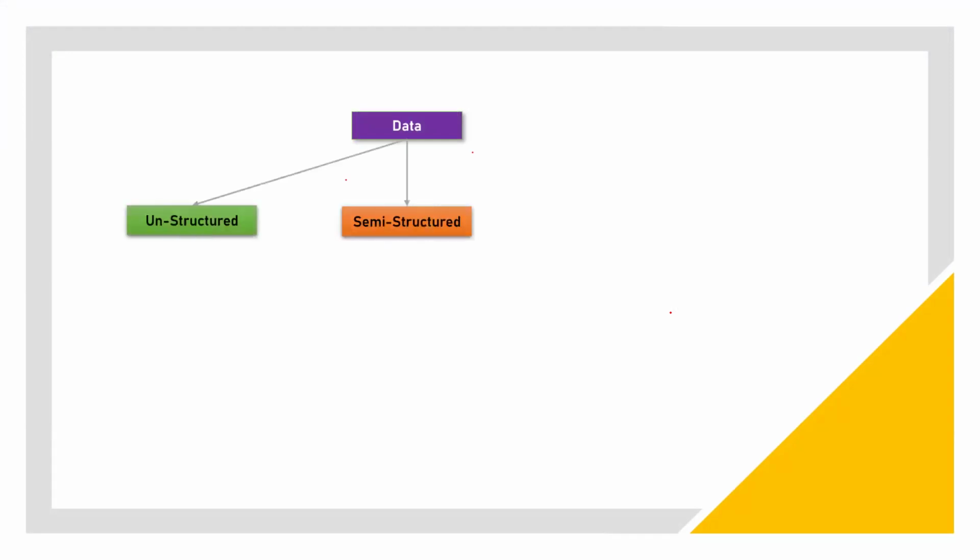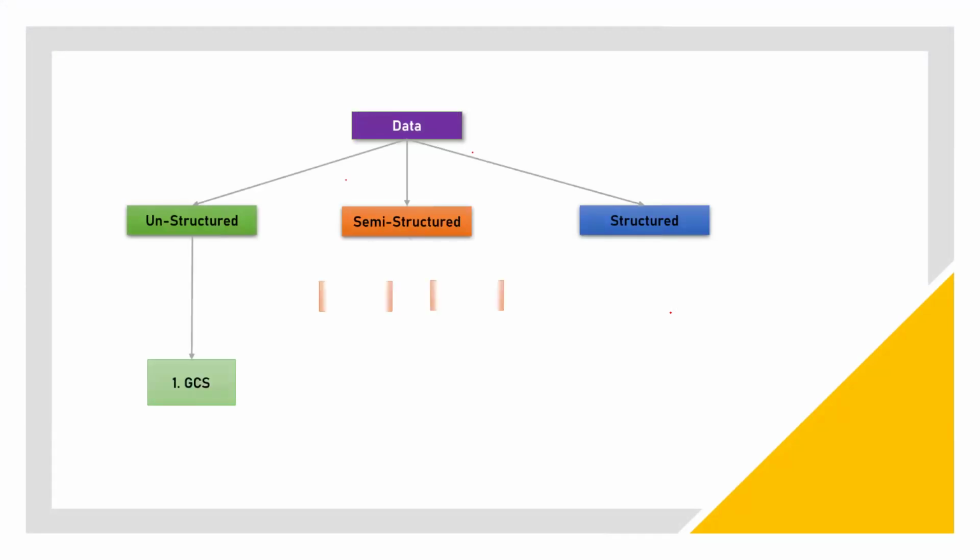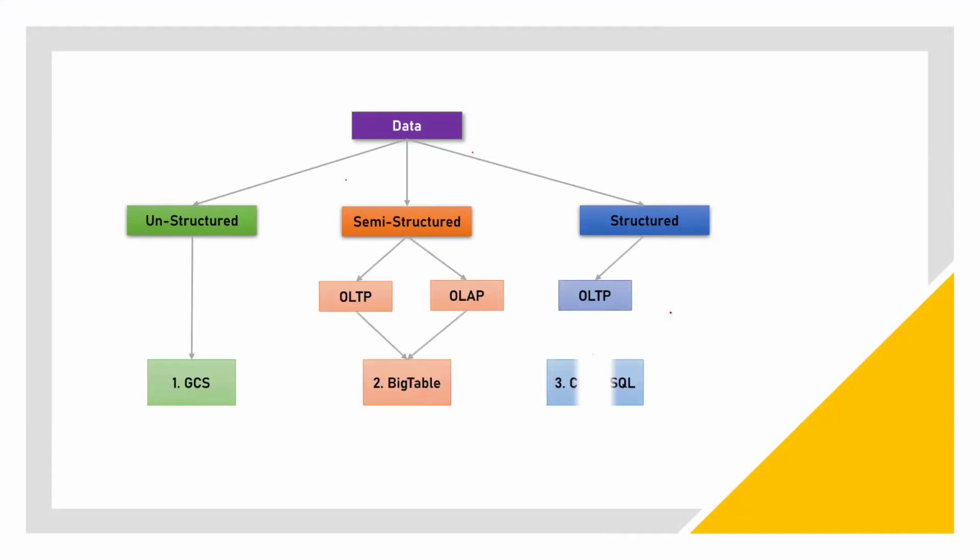And after that, we are going to start with our data engineering services. We will be starting with our storage and database services first. So the data is categorized into unstructured data, semi-structured data, and structured data. For unstructured data in Google Cloud Platform, we have GCS. For semi-structured data, we have Bigtable. For structured data OLTP, we have Cloud SQL. For structured data OLAP, we have BigQuery. So this comes under storage and database services, guys.